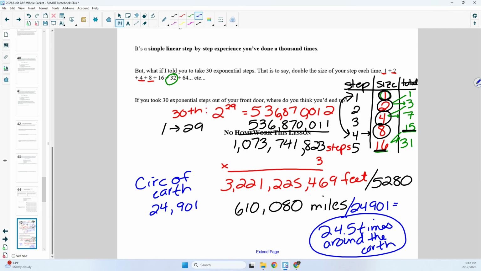I don't think anyone, usually if we're in class, people say like Kingston or a mile down the road or something like that. Sometimes I'll get like New Jersey or something is maybe the furthest people will say. But this problem does put us, in just 30 exponential steps, 24.5 times around the Earth.